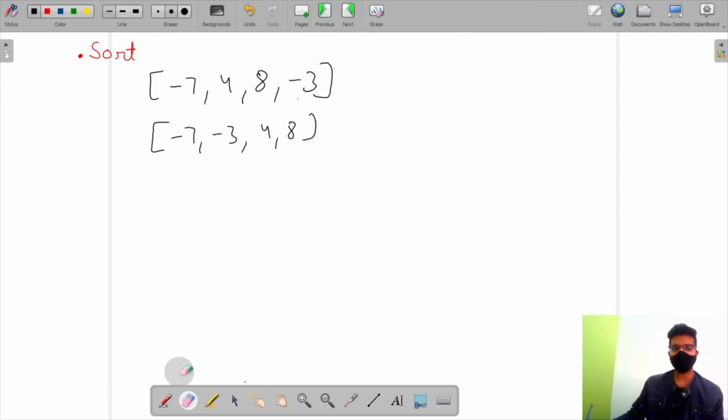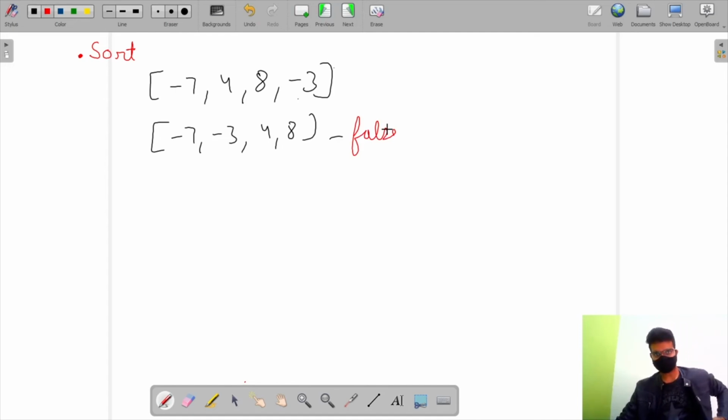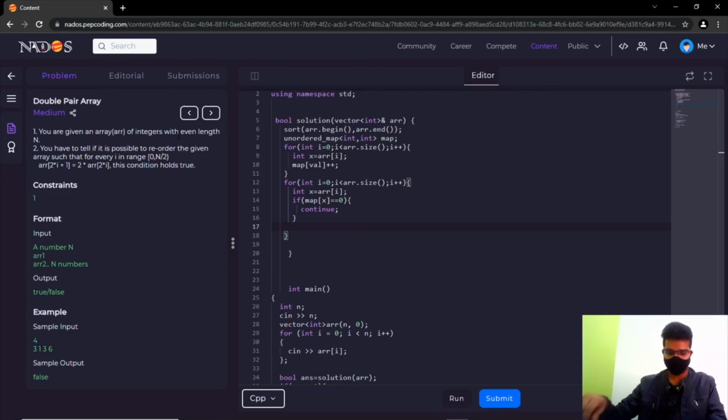So what we will do is simply return false, because if we get a negative odd value, that means we can't pair it with anyone, right? So instead of -7, if we got -5, that means the same thing, we can't pair it with anyone. So we are gonna simply return false. So we are gonna write code for it.